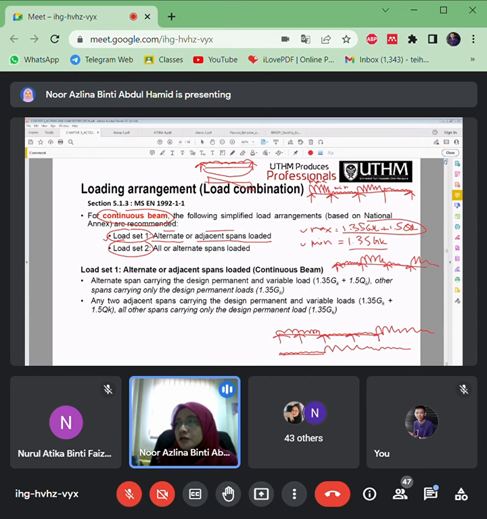All right, so we have another one which is load set 2. Load set 2 has all spans loaded. That means all the spans, however many spans you have, doesn't matter, will be loaded with the maximum load, which is 1.35 GK plus 1.5 QK.